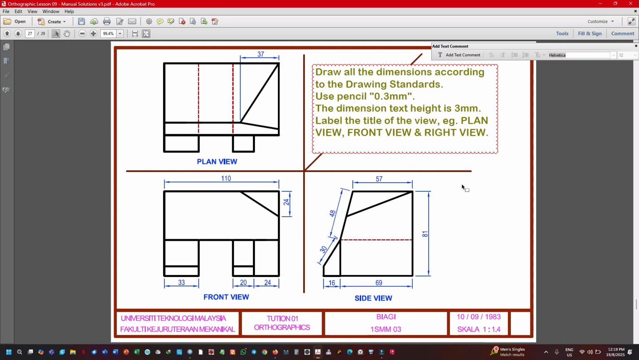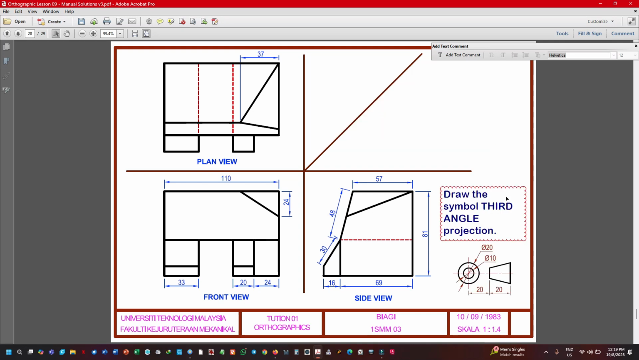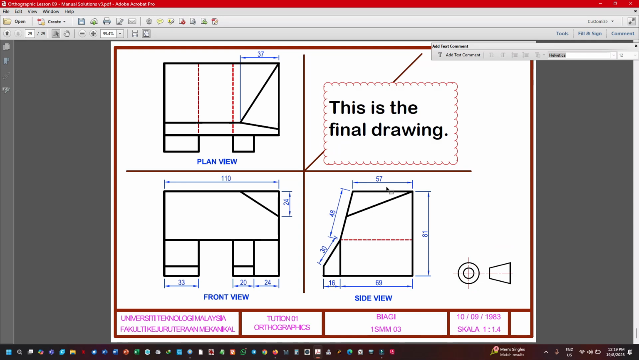And then draw the third angle projection symbol. This is the standard. Follow the same size. You do not type the words third angle projection. You must show this symbol. Everyone will see this symbol and understand this is third angle projection. This is how it's drawn, exact same size. And this is your final drawing. If you produce it like this, you get very, very high marks. Thank you very much.